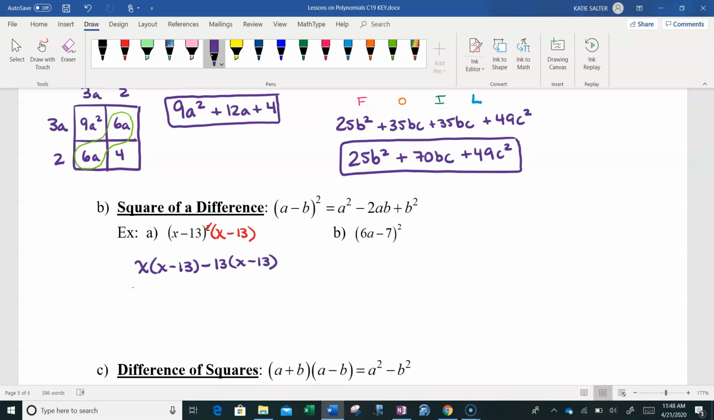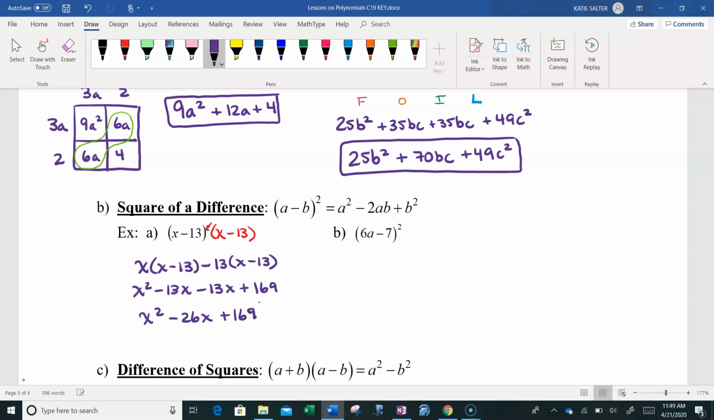So then x times x is x squared. X times negative 13 is negative 13x. Negative 13 times x is negative 13x. And negative 13 times negative 13 is positive 169. So we would then combine like terms. X squared minus 26x plus 169.